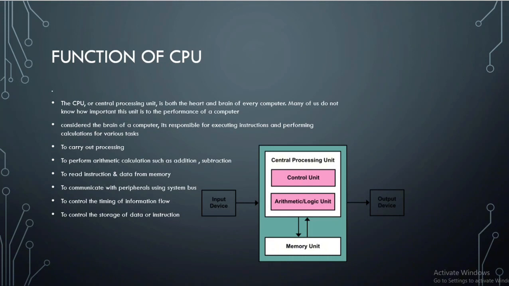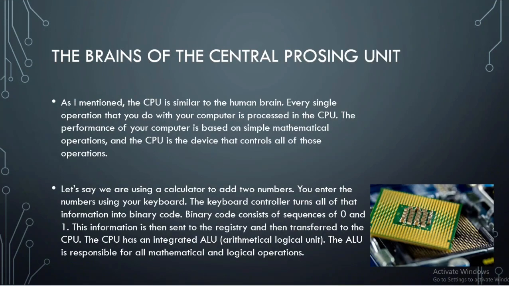So guys, I have a small diagram of the functions of a CPU. Central processing unit, control unit, arithmetic logic unit, memory unit, and input and output. So you can identify the functions of a CPU from this diagram. So guys, do you all remember, as I said earlier, the brain of the computer system is the central processing unit. Yes, the brain of the computer is the central processing unit. As mentioned, the CPU is similar to the human brain. Every single operation that you do with your computer is processed in the CPU.